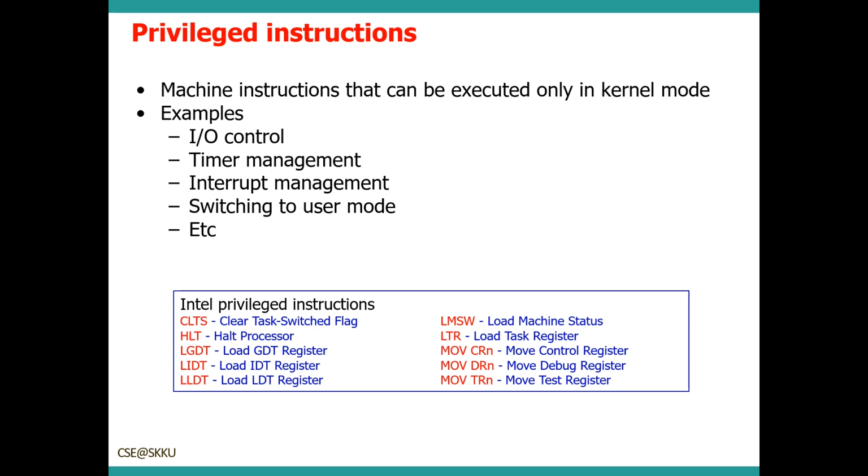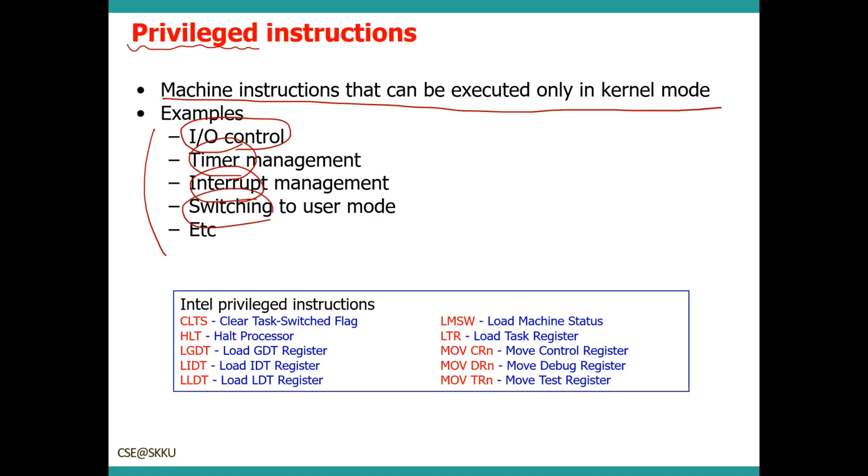So in system mode, privileged instructions can be executed. Privileged instructions cannot be executed in user mode. A machine instruction that can be executed only in kernel mode is called a privileged instruction. For example, some instructions for I/O control, timer management, interrupt management, or switching related operations are privileged instructions.